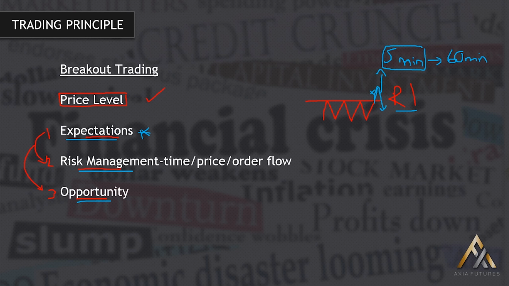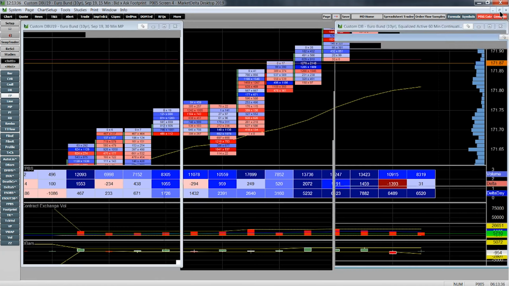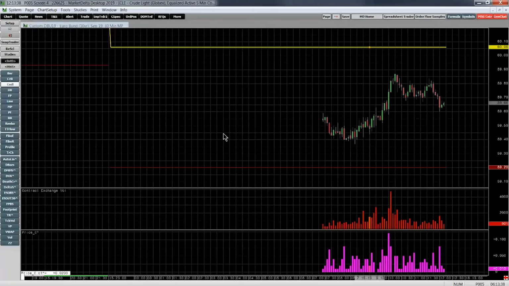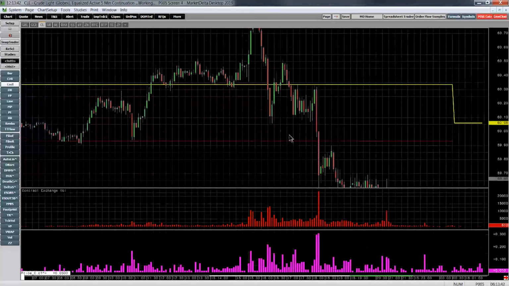Now I'm going to show you an example of this so you get a feeling for what this looks like, and the best place to look is in the oil market from yesterday. So to do this, I'm just going to get a 5-minute chart up, and I'm going to show you what this looks like.